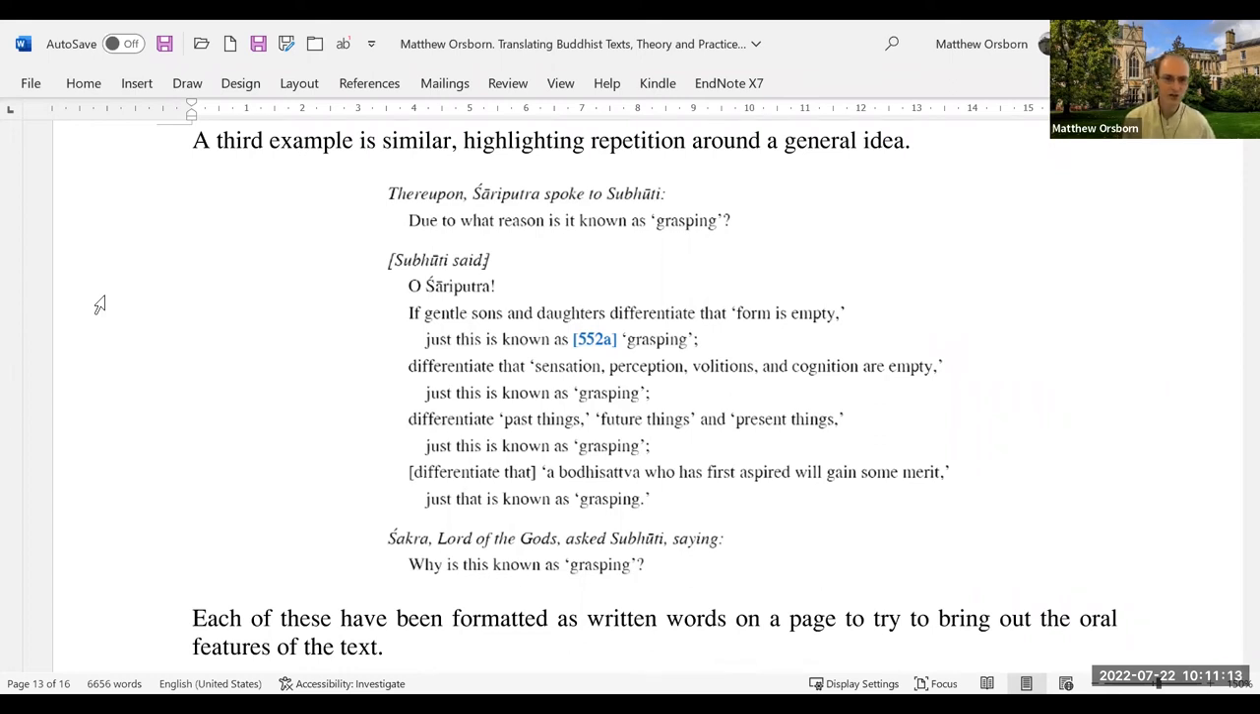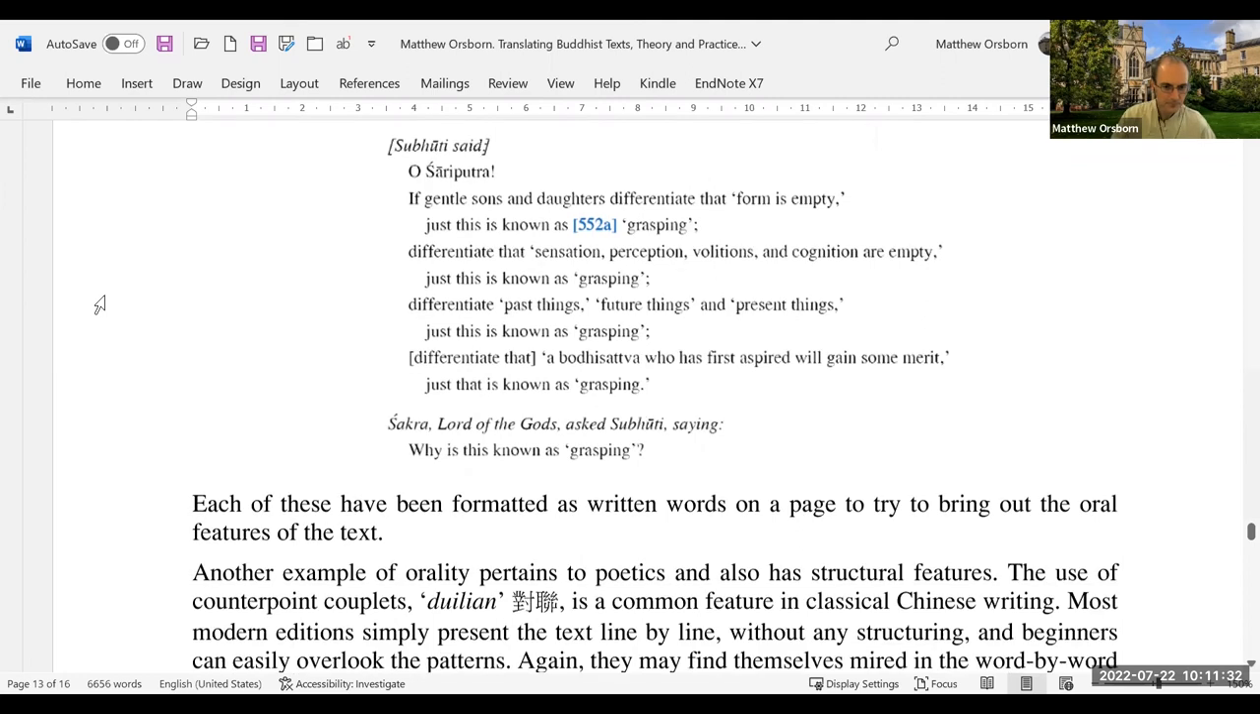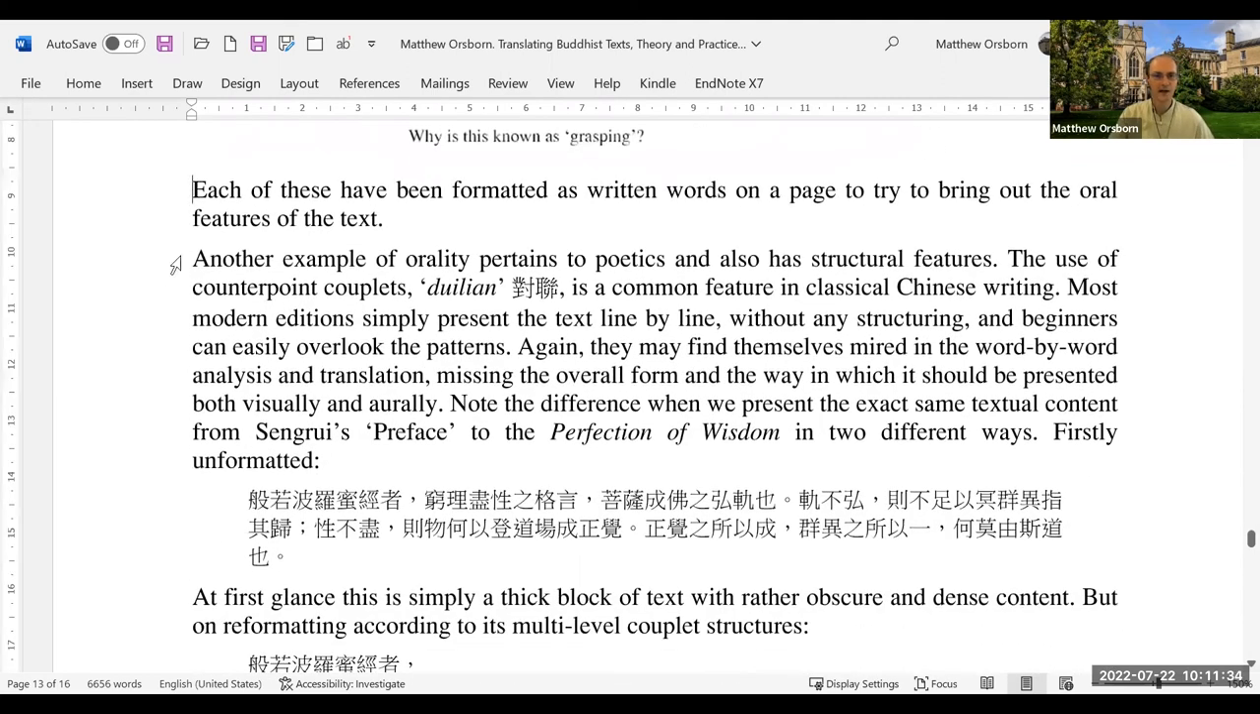So by structuring it like this on the page, again, we can see that repetition, we see the variation, but also the key themes come out. To me, having it like this on the page makes me recite it and read it with that rhythm, even in my own mind. Each of these have been formatted as written words on a page to try to bring out the oral features of a text.